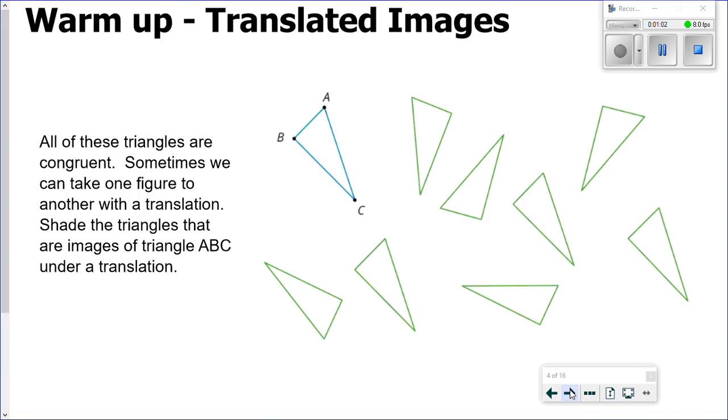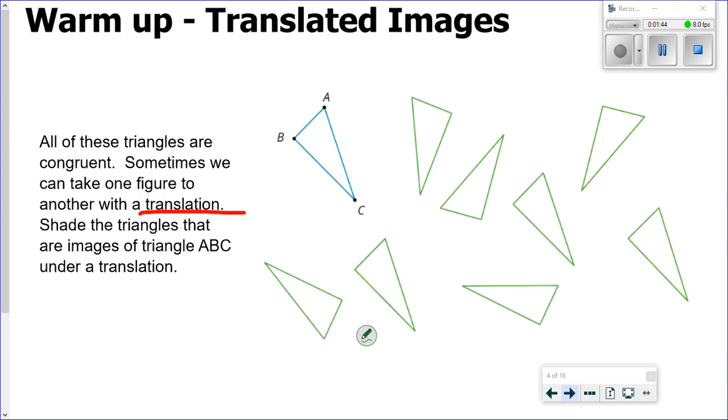Please go ahead and open up your workbooks to page 70. At this time, I would like you to identify all of the triangles here that have been transformed using a translation from triangle ABC. Please pause the video at this time and shade all of the triangles that you can identify that have been transformed using a translation. Once you are done, please hit play to check your answers with mine.